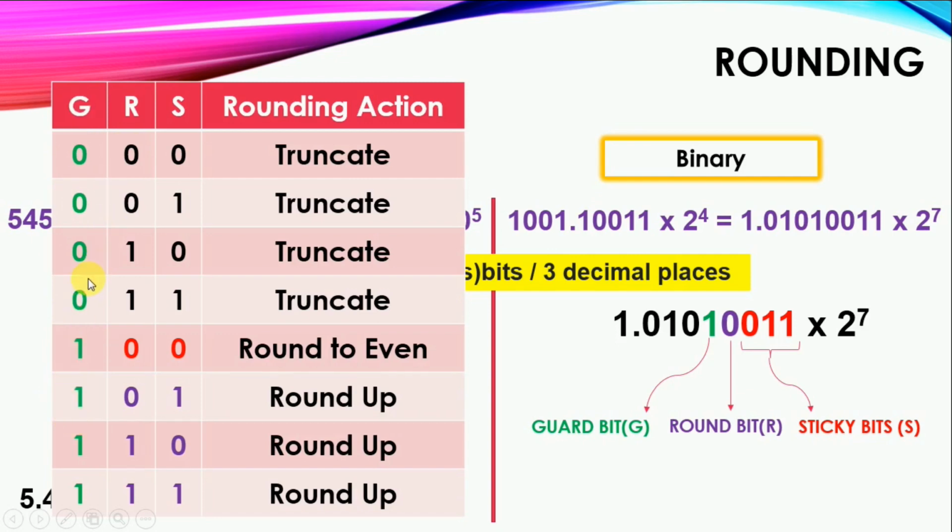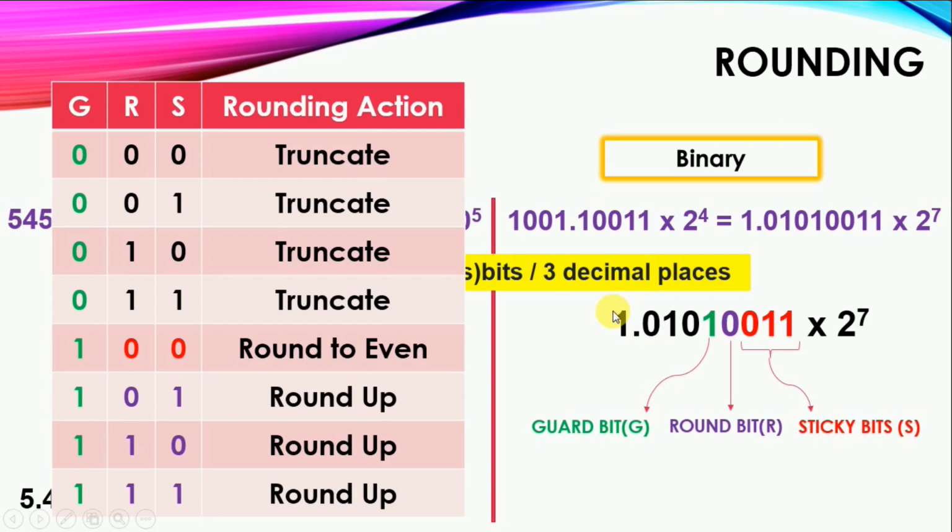If my guard value is logic 0, then we can omit the round bit as well as the sticky bit, and we can simply truncate. Truncate means, as in the previous slide, we can omit the extra bits, and only the number of bits to be retained will be mentioned in the result.